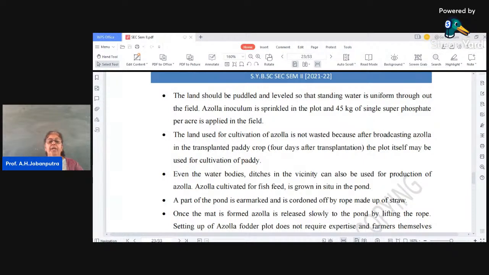Even the water bodies, ditches in close by area can be used for Azolla production. It is not necessary that you should have a definite pond. Even if there are some ditches of water or water bodies, you can just place a polythene over there.